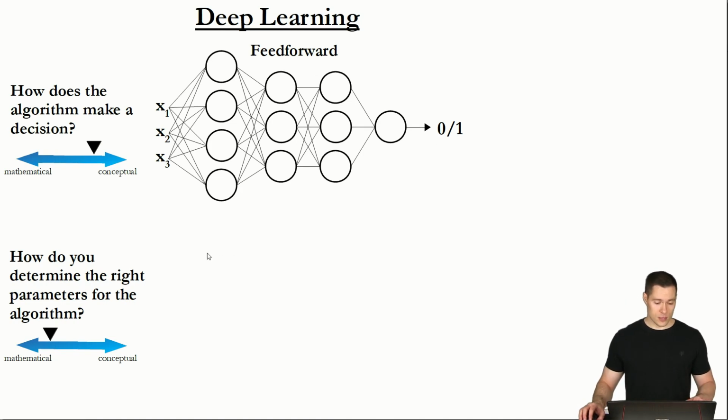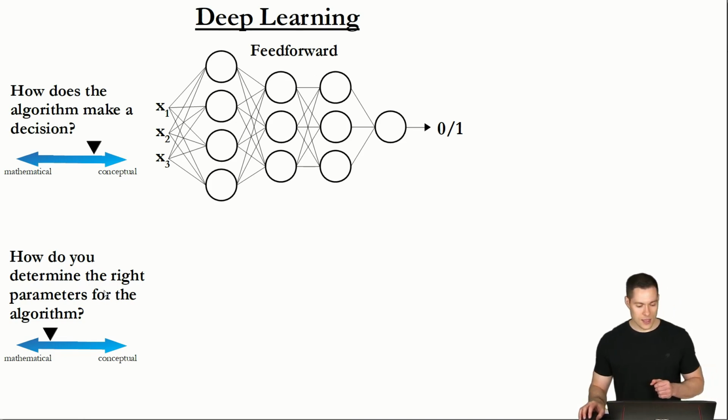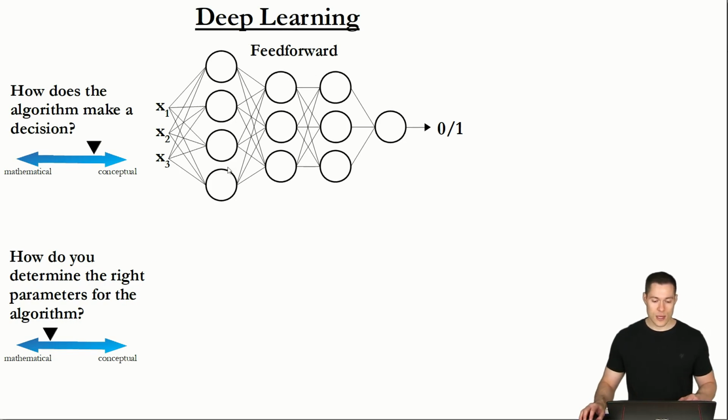So now we can start to tackle the second question here, which was how do you determine the right parameters for the algorithm? And for the deep learning algorithm, the parameters are the weights, which are represented by those lines here. So now determining the right parameters means that we want to find such weights that the neural net is able to make correct predictions.